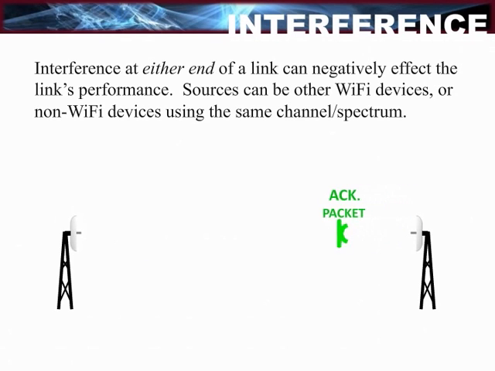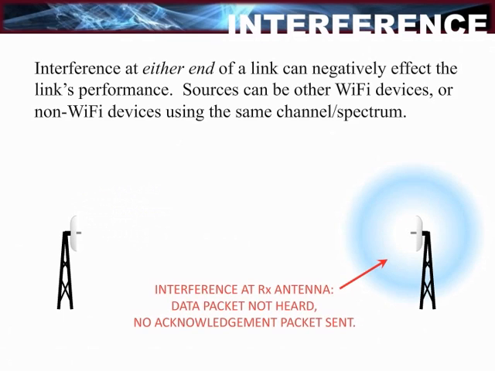Here we see how interference at the receiving antenna can affect the link as a whole. The initial packet is sent, and the acknowledgement packet is received. However, when interference happens at the receiving antenna, the initial packet is not heard. Therefore, the acknowledgement packet is not sent, and the link as a whole will fail.